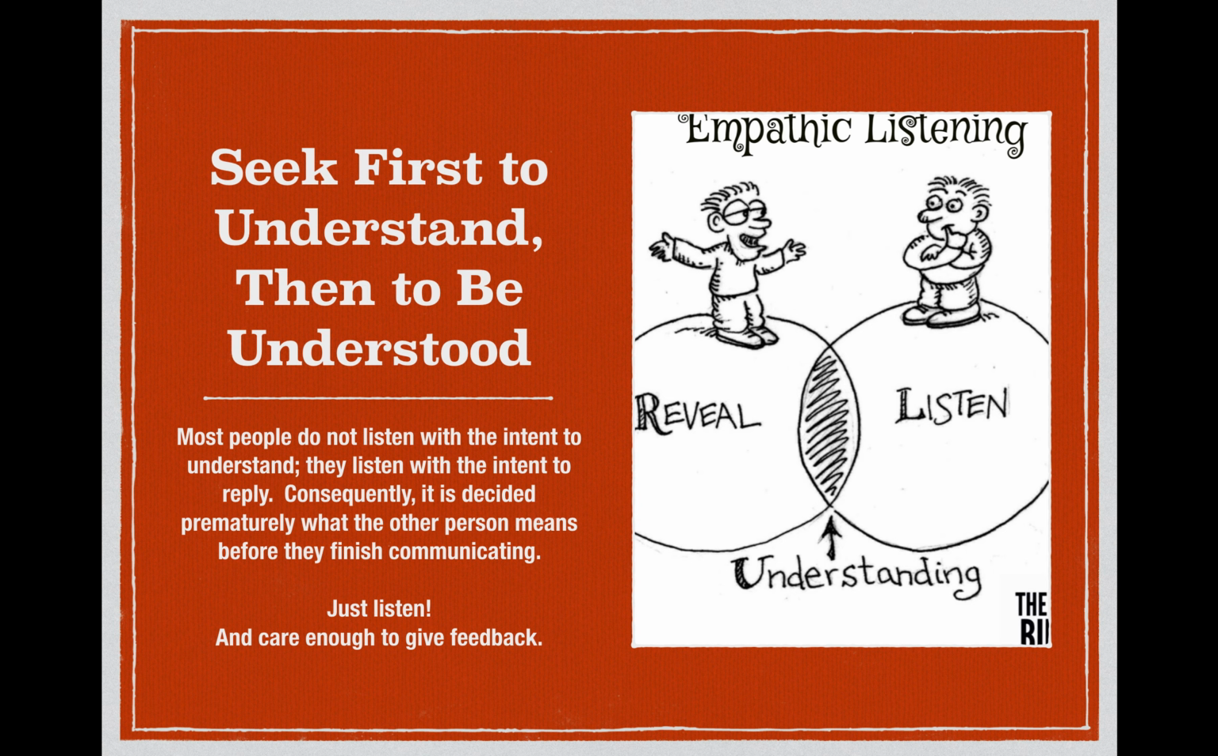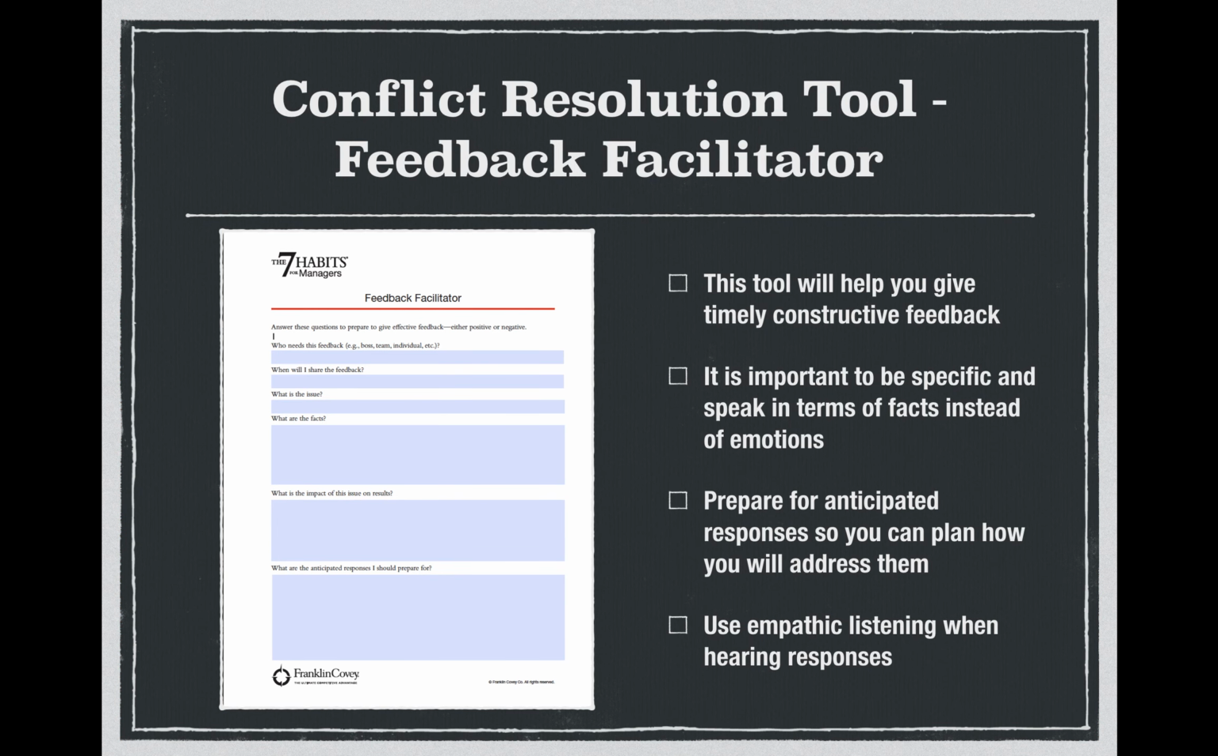And then it's important after you listen to care enough to give feedback to that person. So how we're going to do that is we're going to talk about this feedback facilitator tool. This tool is going to help you give timely, constructive feedback. And I say timely because if somebody's telling you something, you don't want to wait a month to give them that feedback because it's just totally lost. The next thing is it's important to be specific and speak in terms of facts instead of emotions, and you'll see that section when we go over the tool. You don't want to talk about feelings and how it made you feel. You want to talk about the facts of the situation. Facts are more important than feelings when it comes to giving feedback.